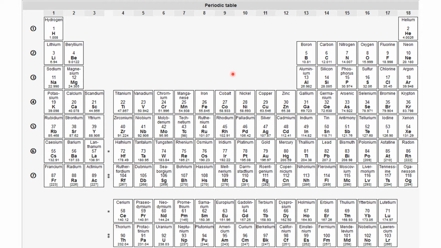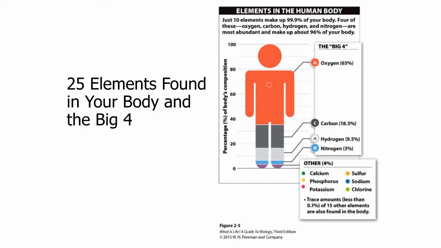So we are actually going to talk about what the numbers represent. We're going to talk about what the symbols represent as well. And we are going to talk about how we can look at an element and figure out how many protons and neutrons and electrons it carries. We actually have elements within our body. We have about 25 elements within our body. There are four major ones. We call them the big four that we have within our body.